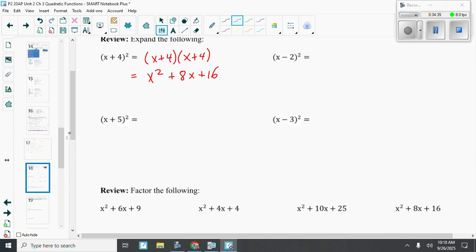This one, we have x minus 2, and we end up with x squared minus 4x plus 4. So fill in the next 2. And then I just want to make a few more observations.